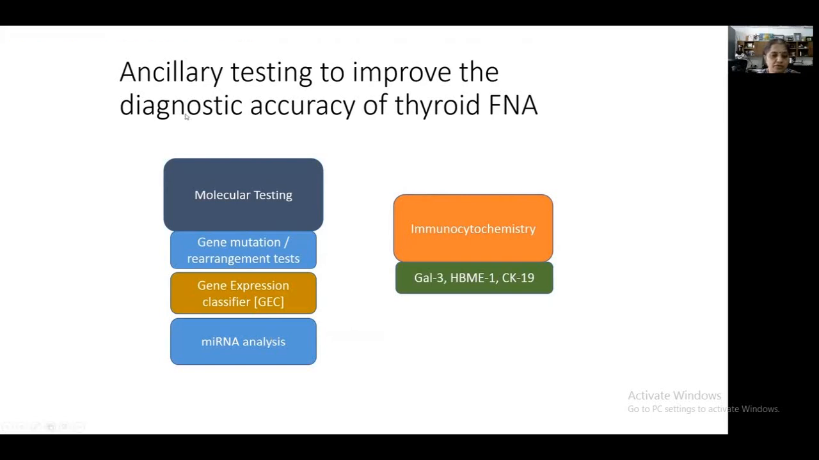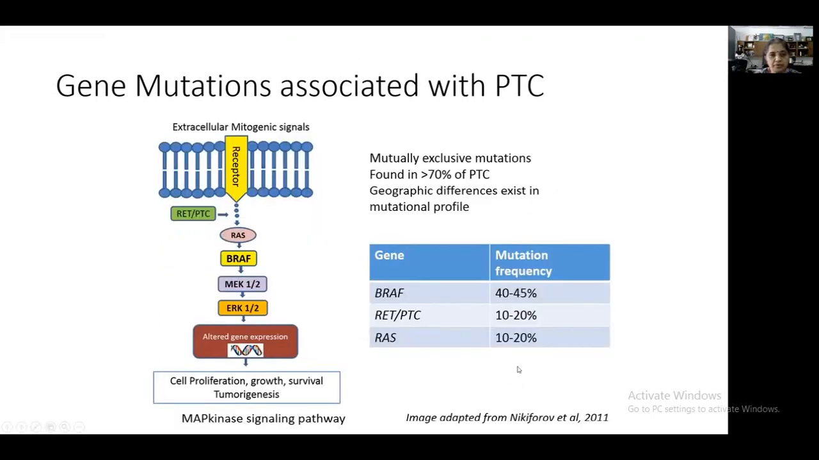So we have tests for detecting gene mutations and rearrangements. Then we have the gene expression classifiers. We have also tests which are based on microRNA analysis. The gene mutations associated with PTC are mostly in the MAP kinase signaling pathway. And as you can see, you have the RET/PTC gene rearrangements, the RAS gene sitting here, and the RAF. So essentially, all these affect the MAP kinase signaling, and the mutations and the gene rearrangements will lead to dysregulated cell proliferation, growth, survival, and ultimately leading to a tumor.